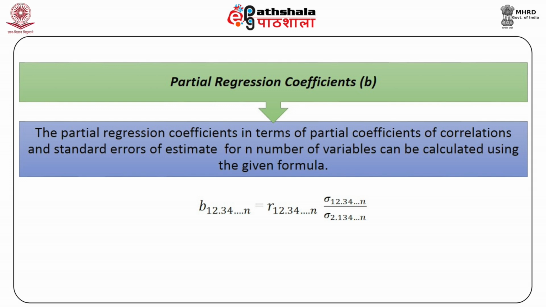The partial regression coefficient, that is small b, in terms of partial coefficients of correlation and standard error of estimate for n number of variables can be calculated using the given formula. b12.34 for n variables is equal to R12.34 till n multiplied with the standard deviation of 1.234 till n upon the standard deviation of 2.134 till n.